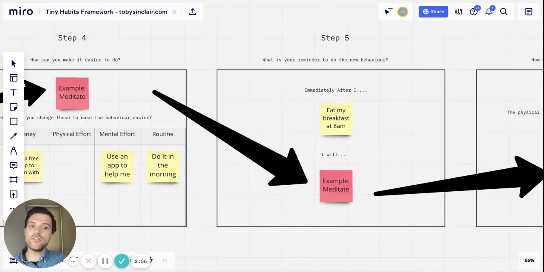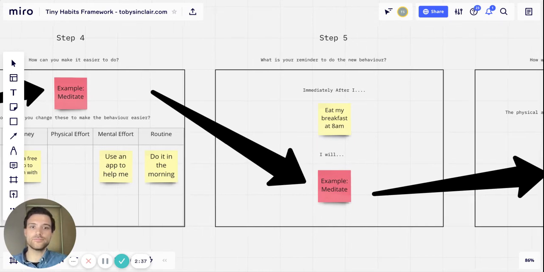In step 5, what we're looking at is what the reminder is for us to do the behavior. In this example, I'm using an existing behavior to trigger the next one. So immediately after I eat my breakfast, I will meditate. The action of having my breakfast acts as the trigger for the new habit that I'd like to form.